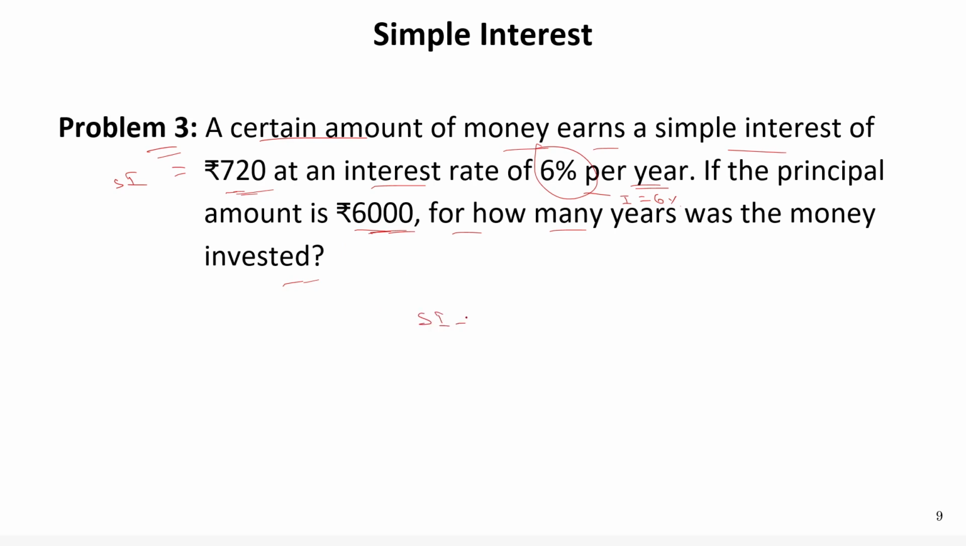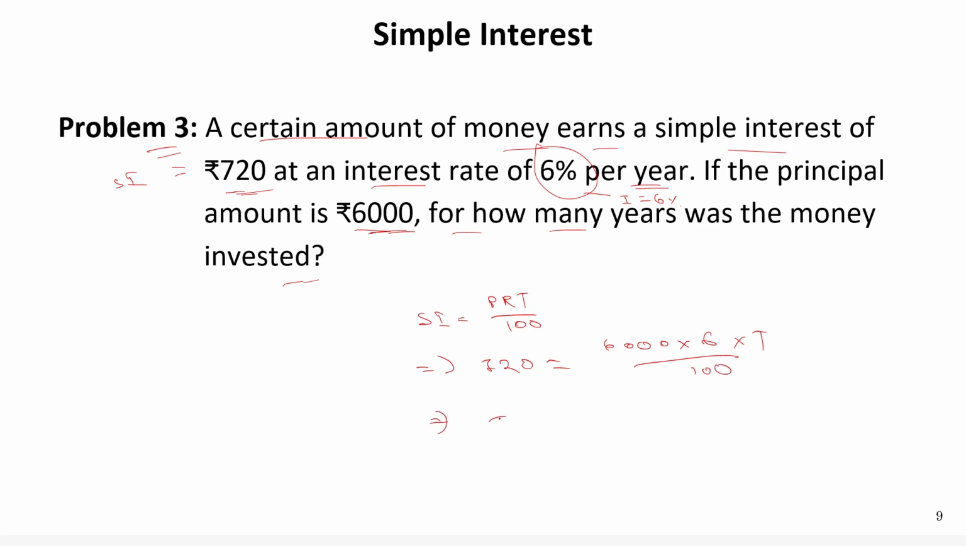So SI is equal to PRT by 100, right? This implies that SI is given to us as 720 and P is given to us as 6000, and R is given to us as 6%, so we have to divide by 100, and T is unknown. We have assumed the number of years is equal to T.